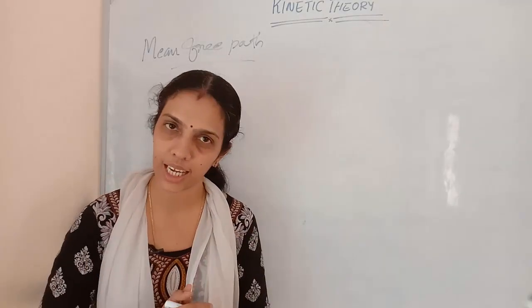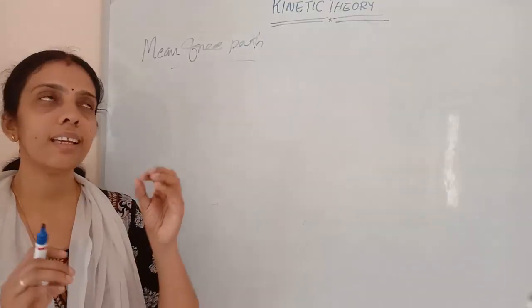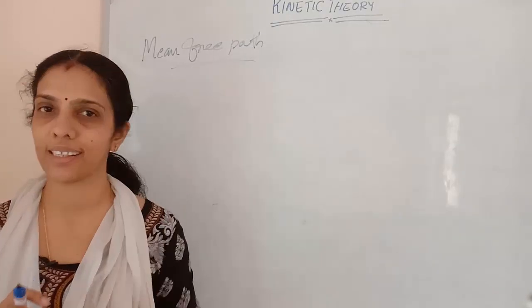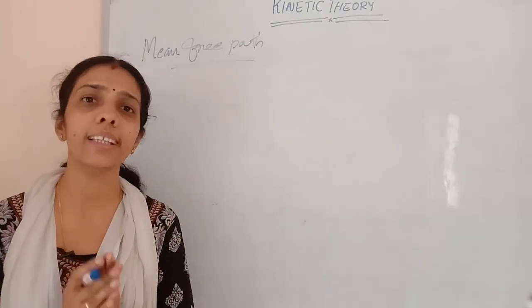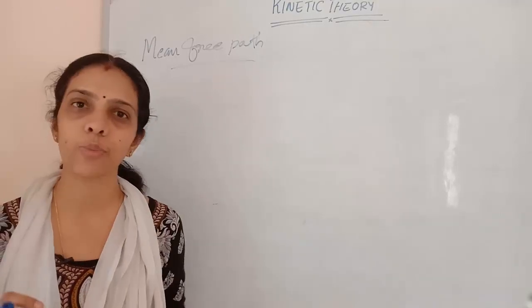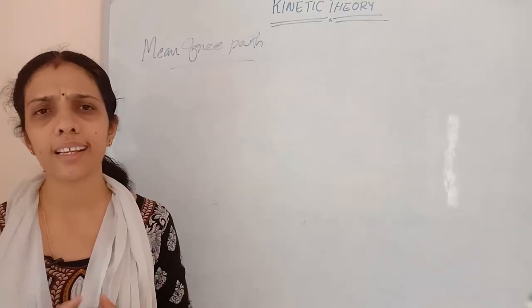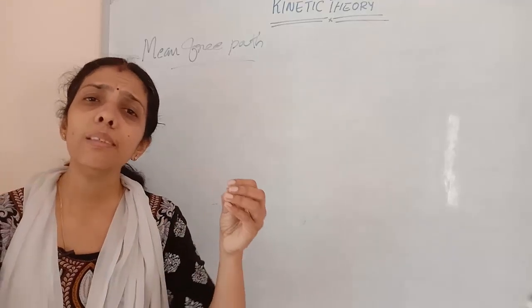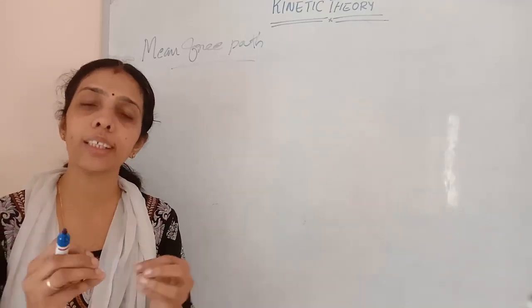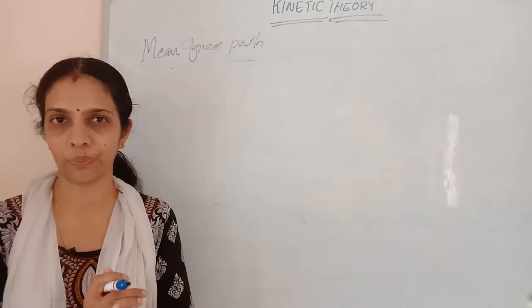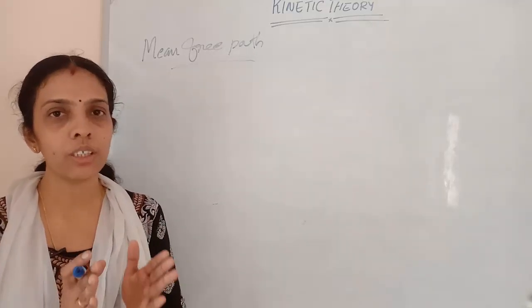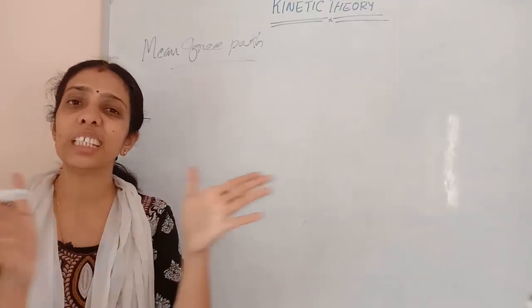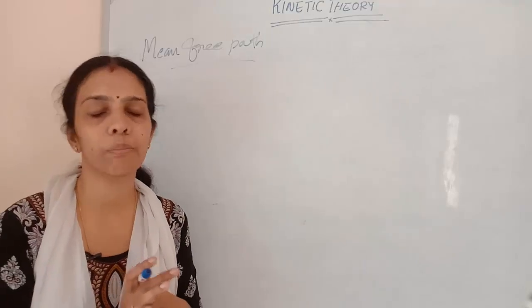Why is it taking some time? The reason is that the gas molecules are small in size, and their mass is also very small. When they move in between the other gas molecules, they collide. Because of this collision, instead of moving in a straight line path, they deviate from their straight line path.